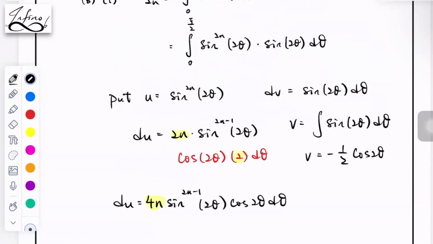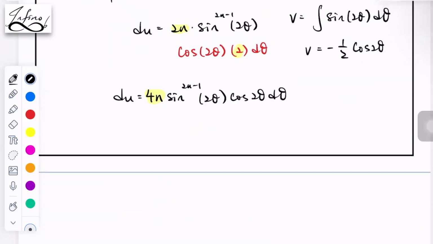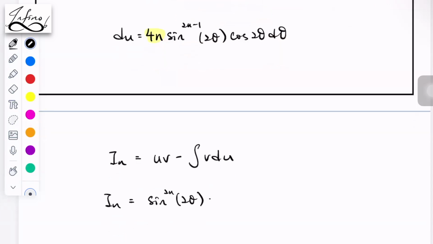And let me open one new paper. That's why we have to apply integration by parts. So as usual, In is uv minus the integral of v du. This time will be slightly longer than usual. The u is sine^(2n) 2 theta, times the v, which is negative 1 over 2 cosine 2 theta.